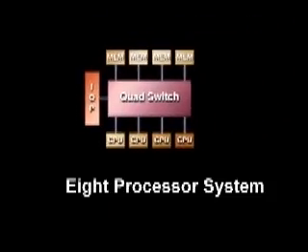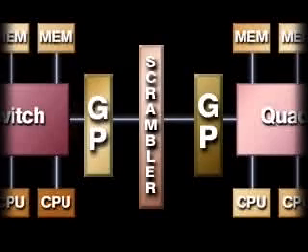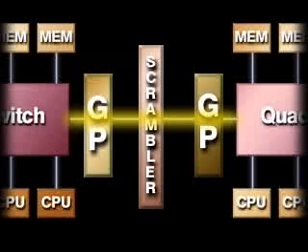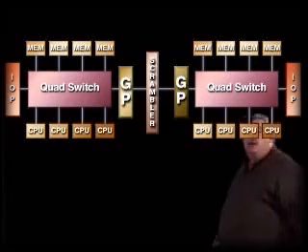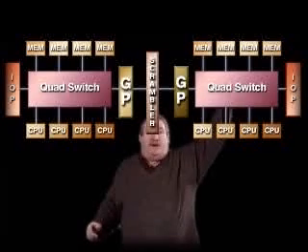To build an 8-processor system, we just replicate the quad switch. We add a global port to the quad switch, which now allows the CPUs to communicate beyond their quad domain. We connect the global ports together with back-to-back cables through a scrambler module. The scrambler module is a simple passive module that allows the output cables of one global port to be routed to the input cables of the opposing global port. With this arrangement, a CPU in this quad can now read memory in this quad.